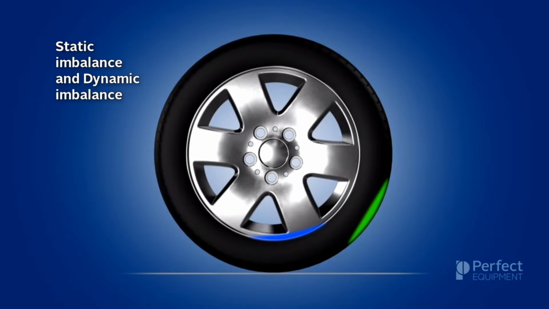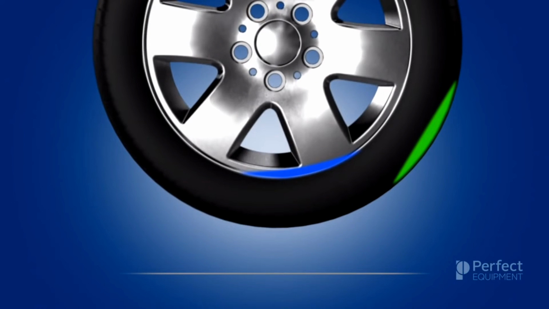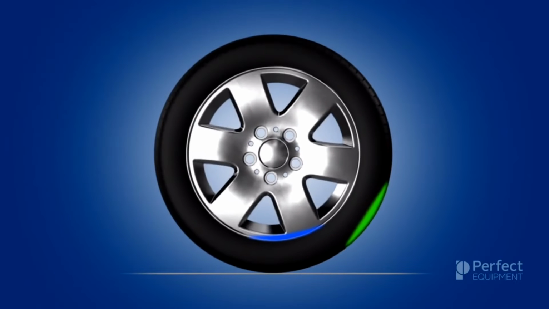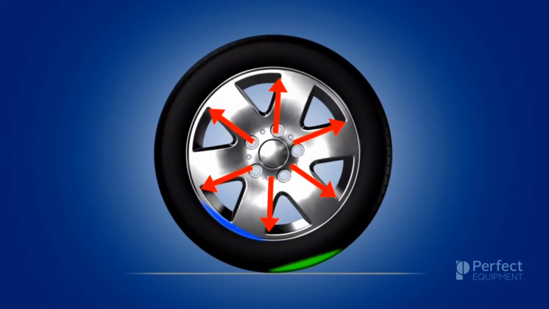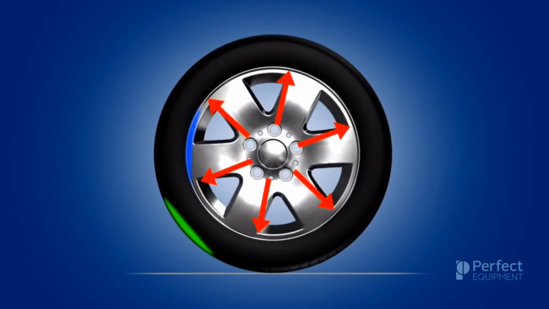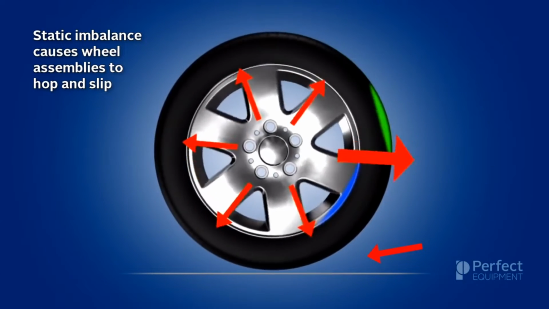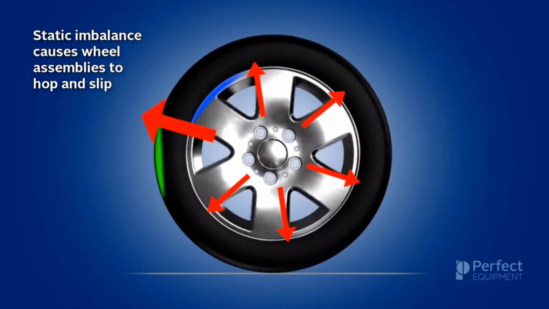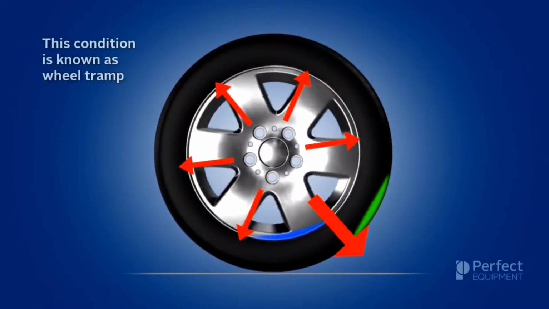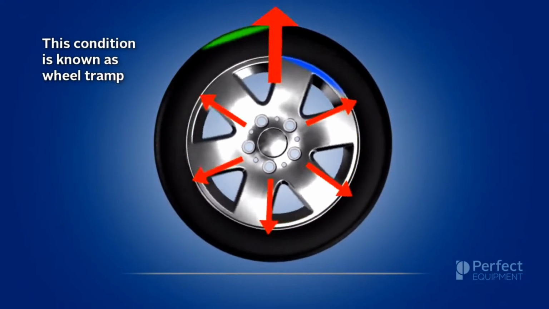The imbalance shown in the current example is known as a static imbalance and features a combined heavy spot, or an imbalance, to the wheel, noted in blue, and to the tire, noted in green. As the tire rotates, the centrifugal forces of the imbalance cause the wheel to hop when the heavy spot reaches the top of the rotation and causes the wheel to slip when it reaches the bottom of the rotation. This condition is known as wheel tramp.